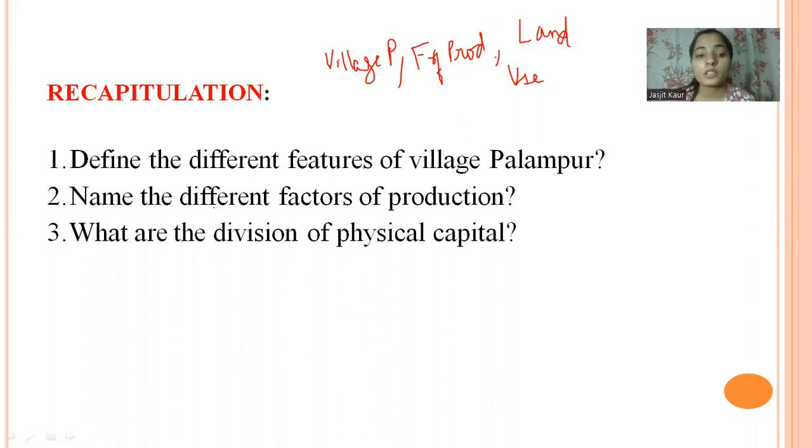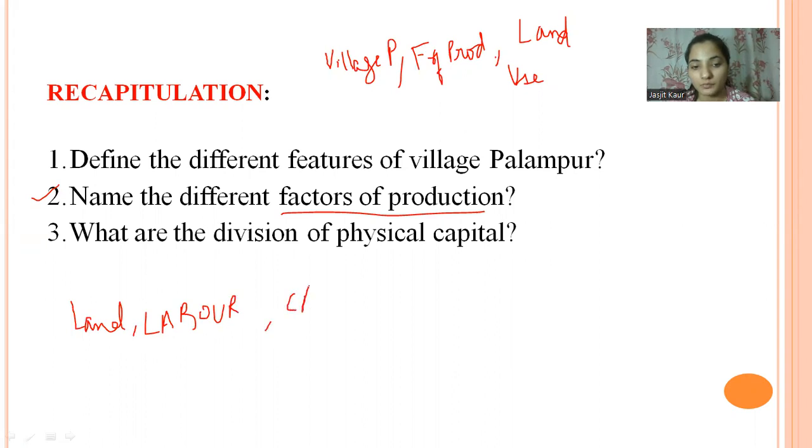So now, talking about the different factors of production, you have to name them. What three factors have we discussed that are very important while establishing any industry at any place? Yes, we have land, we have labor, and the third one is capital. Yes, very good students. You all have given the correct answer for this.